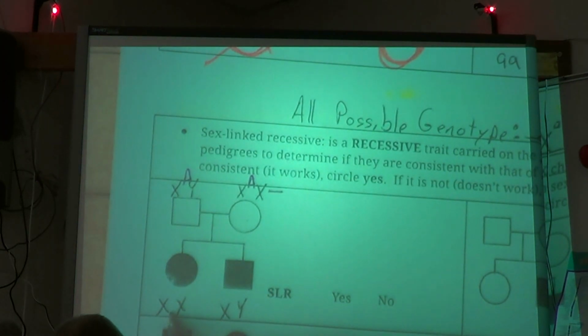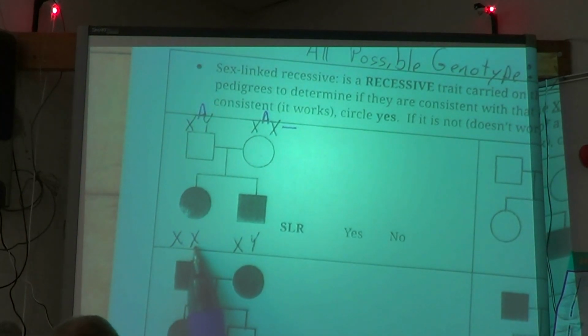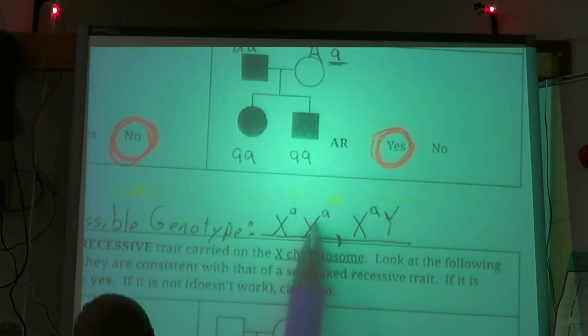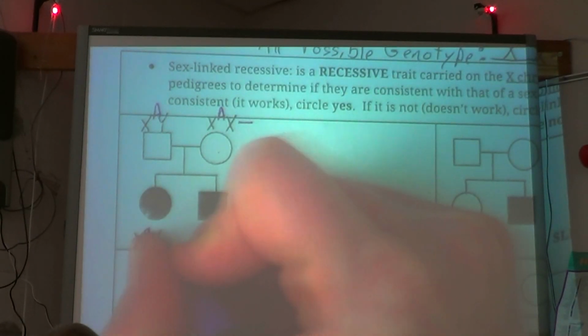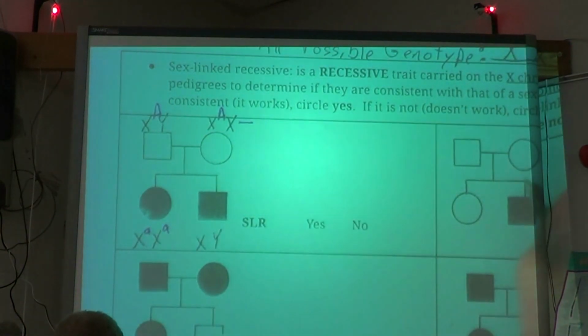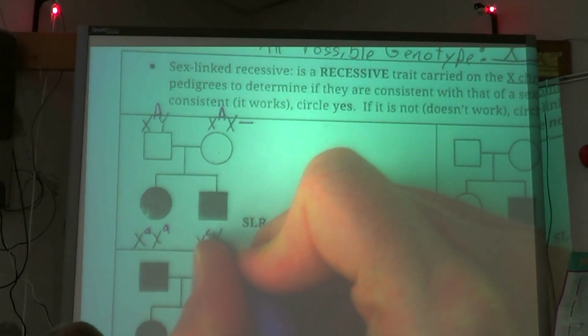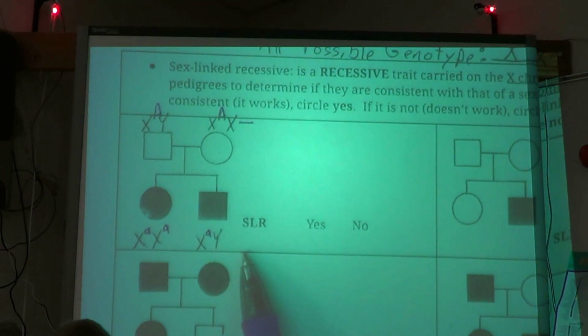Does daughter have the trait? Yes or no? Yeah. Okay. So because daughter has the trait, then this must be the daughter's genotype. If son had the trait, then this must be the son's genotype. But we're talking about the daughter. So the daughter is X little a, X little a. Does the son have the trait or not have the trait? Has the trait, so he's X little a, Y.